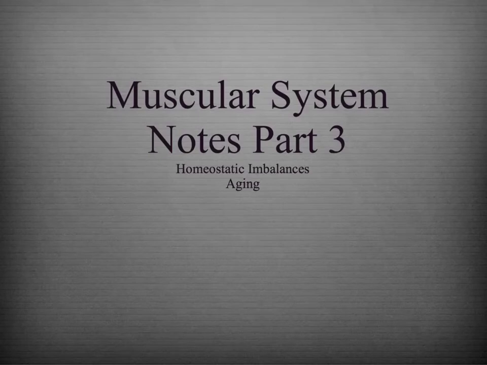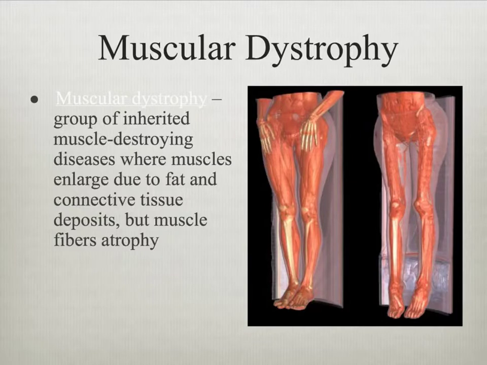Okay, so muscle notes part 3, we're going to be focusing on homeostatic imbalances, which are diseases, and also the effects of aging on the muscles. Okay, so one of the homeostatic imbalances is what's known as muscular dystrophy. This is a group of inherited diseases that really destroy the muscles themselves, where muscles enlarge due to fat and connective tissue deposits, but the actual muscle fibers that provide any contraction and strength atrophy.